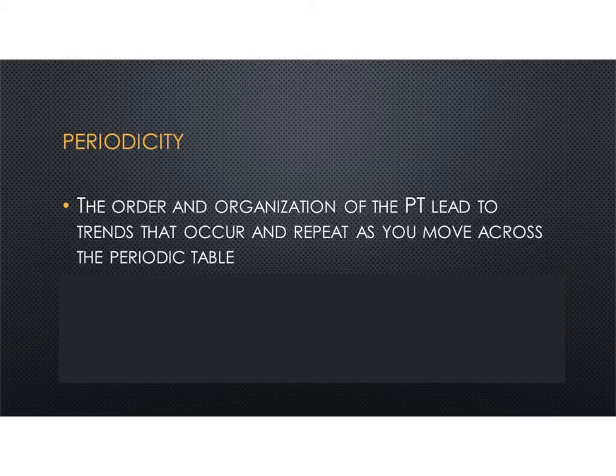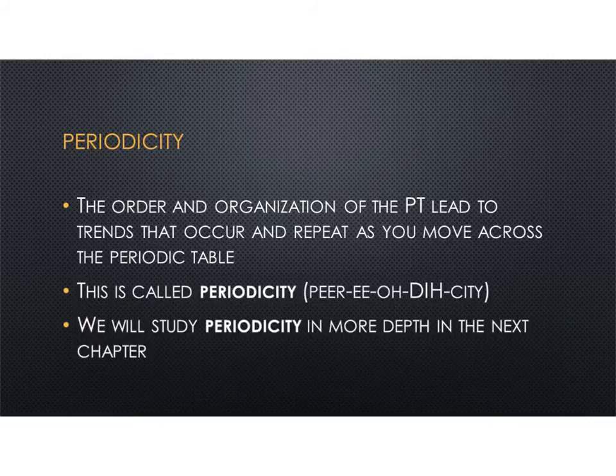Remember, the trends are occurring because they're grouped by valence electrons. So you start to see trends that occur as you move across the periodic table, and they repeat from period to period as you go across the periodic table. That is called periodicity. And we're going to get more into periodicity in the next chapter, so I'm not going to really talk about it right now.